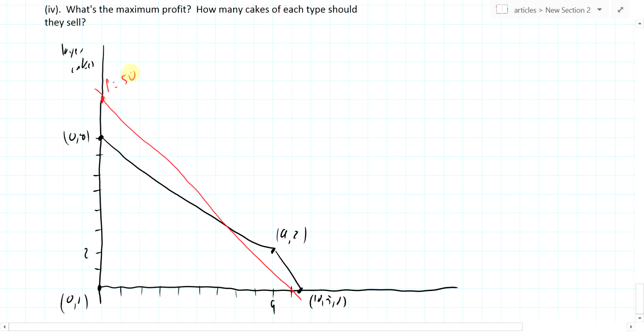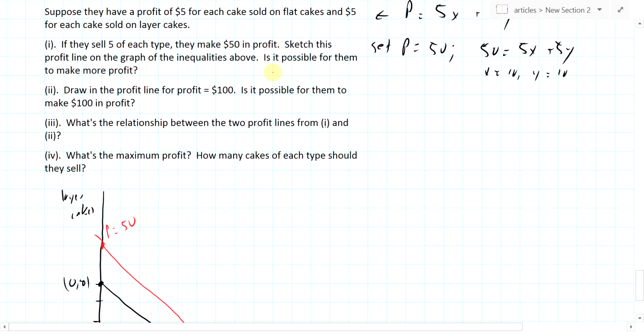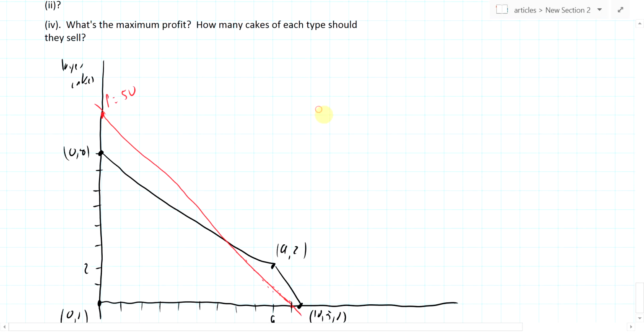Is it possible for me to make $50? Sure, right? Any combinations of cakes that lie on the line here will get me exactly $50, and there's a bunch of them that I can actually make. Right? So, is it possible for them to make more profit? Well, if you sell no cakes, then you're making $0. So more profit is on this side, P greater than 50. Less profit is on the other side. So there are combinations in here of cakes that I can make, because they're inside the feasibility region, that will get me more profit, because they're on this side of the profit line.